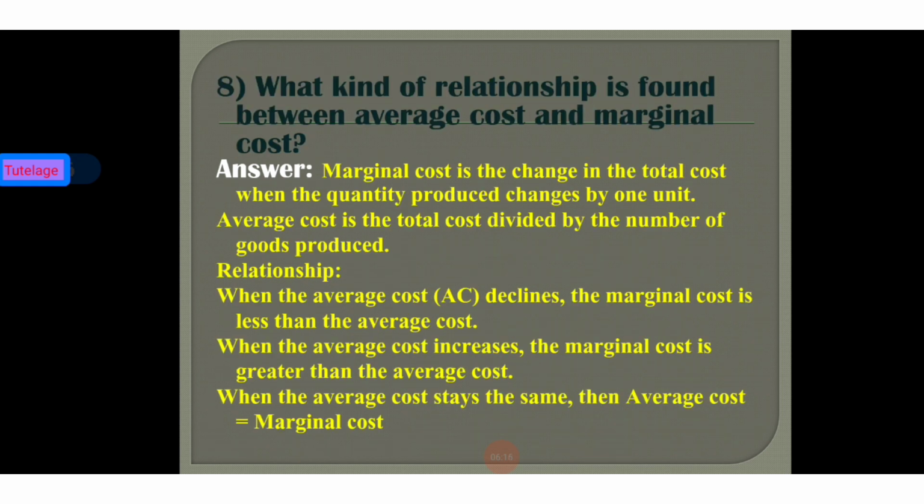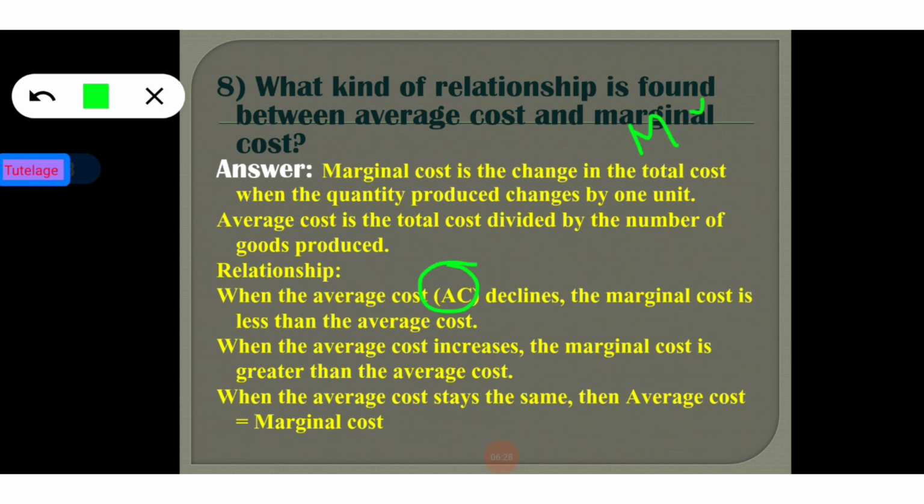So here we can see the relationship. What kind of relationship is found between the average cost and the marginal cost? Average cost is denoted by AC and the marginal cost is denoted by MC. So at first we have to know what do you mean by average cost or AC. So average cost or AC is basically the total cost divided by the number of units.